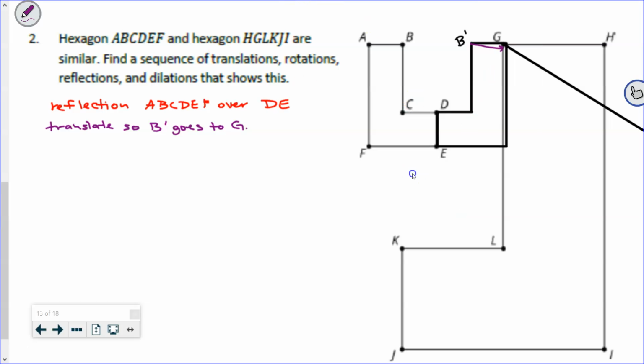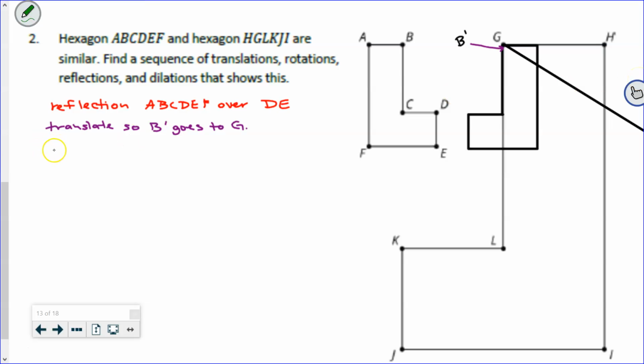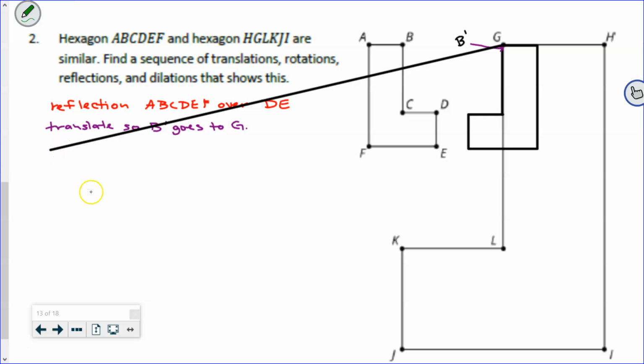Oops. The software doesn't like this because this went all the way off the screen and it's freaking out. Even if I Control Z, it won't get rid of it, and deleting it doesn't get rid of it. So you guys are good with just leaving that there, right? Okay, good. So we would translate so B prime goes to G, and then we would need to dilate. Oh, so that happened.